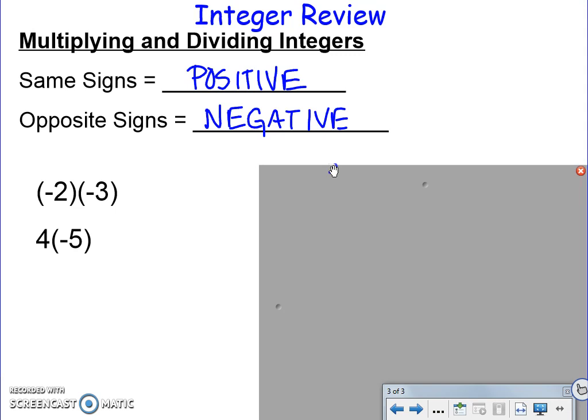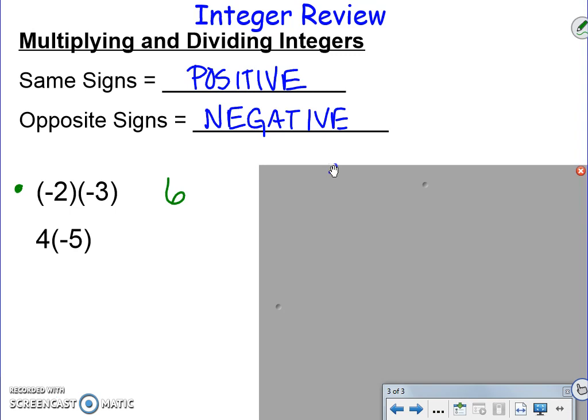So that first one, we have -2 times -3. So multiply like normal. What's 2 times 3? 6. Now, do those have the same signs or opposite signs or different? They're both negative, right? So that means our answer is a positive 6. Because same signs equal a positive answer.